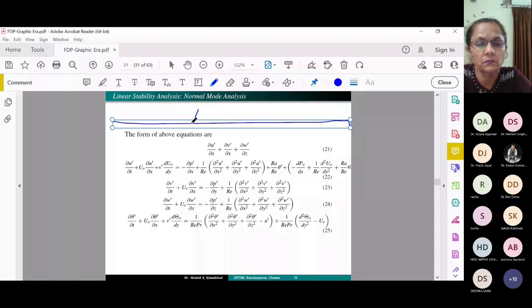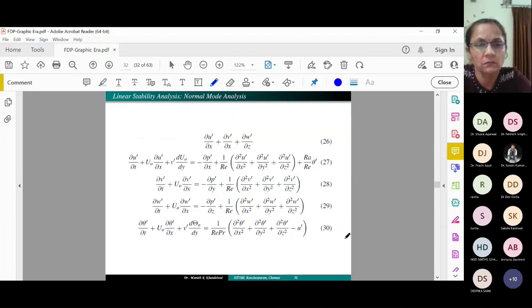The whole procedure is known as normal mode analysis. Normal mode analysis means that we are capturing the oscillations. Those who know differential equations already know that normal modes mean oscillations. That means a wavy form of disturbance is used here, and that's why it is called normal mode analysis.